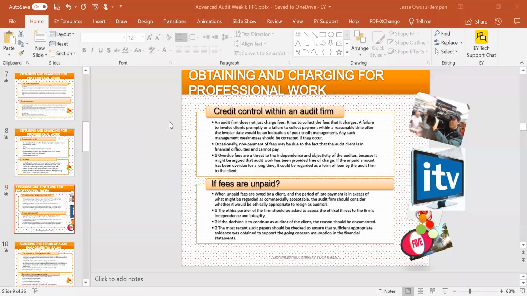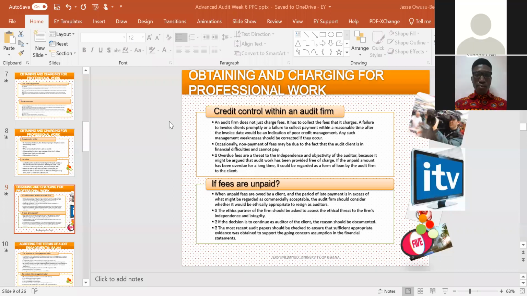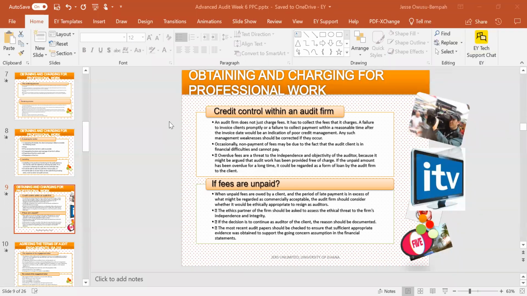So basically, if the payment of fees is taking too long, the auditor should begin thinking: do we have to resign in this case? And is it ethical to resign? Any questions so far?